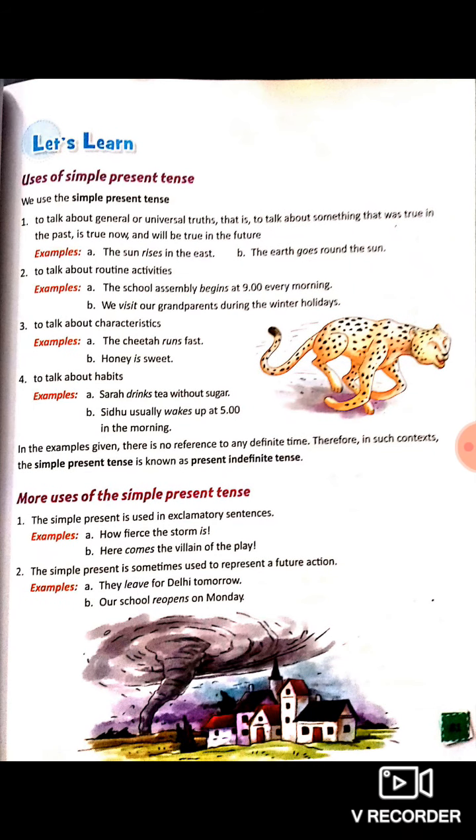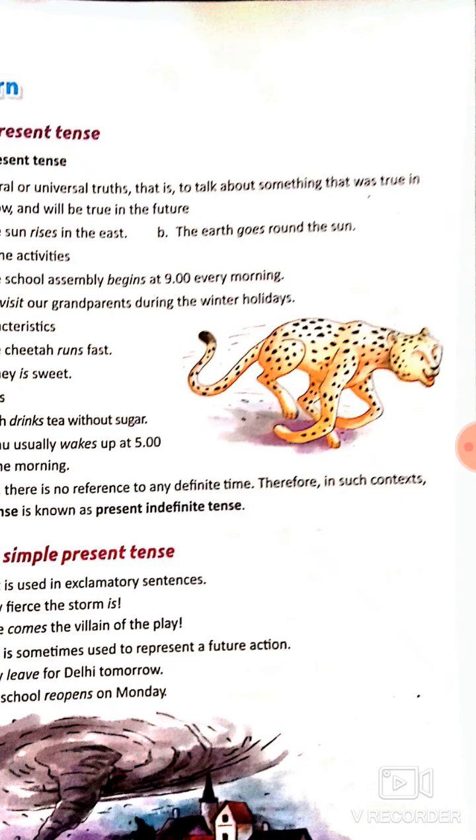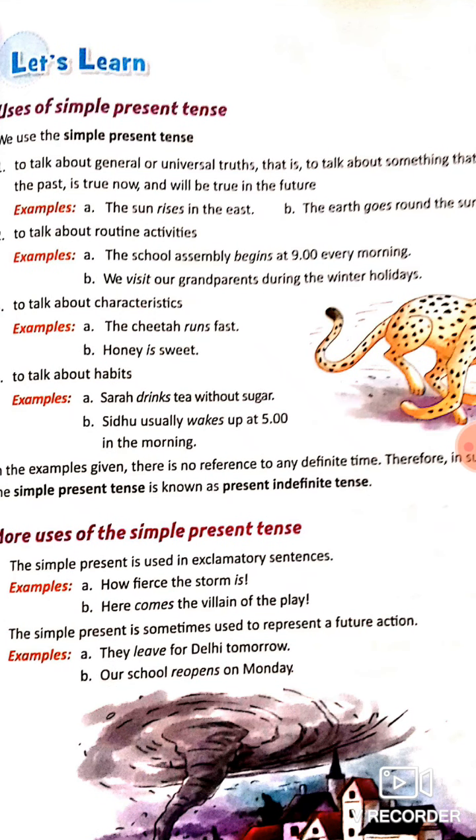Now moving on to our next slide. This is page 81. Uses of simple present tense form. We use the simple present tense when we talk about general or universal truths. That is to talk about something that was true in the past, is true now and will be true in future. So a general truth or a universal truth is that which cannot be changed, which will always remain the same. For example, the sun rises in the east. Will the sun ever rise from the north or the south? Never, right children? So this is something that is true. It's a universal fact. Nobody can ever change it.